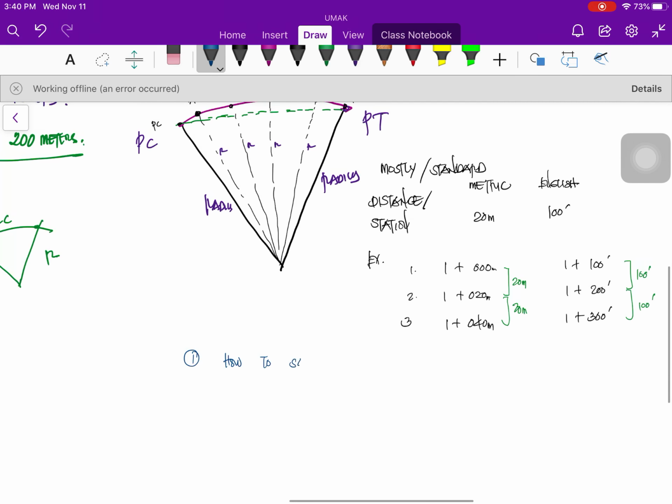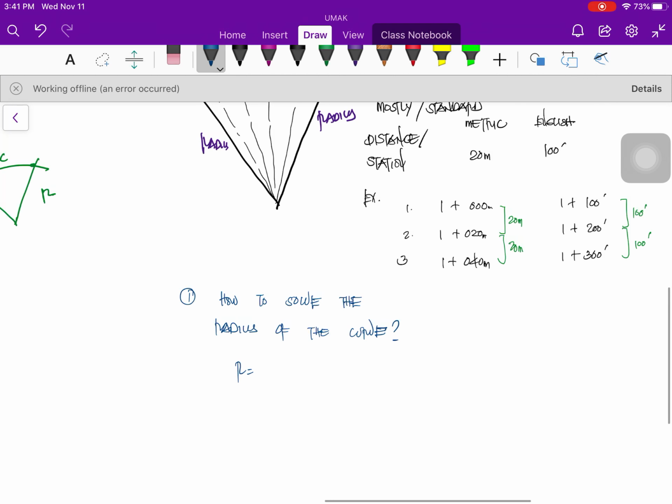So question: how to solve the radius of the curve? If you'll remember, in order for you to solve the radius of the curve in a simple curve, if you'll remember this formula, R is equal to V squared all over g times (e plus mu). So this one is the minimum radius of the curve.